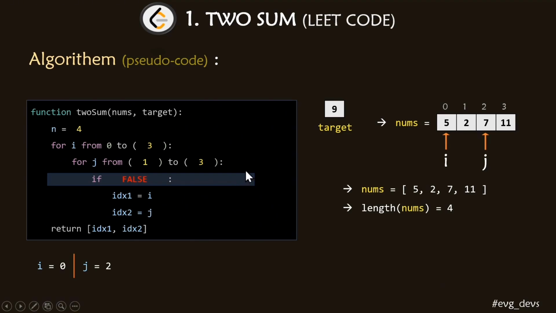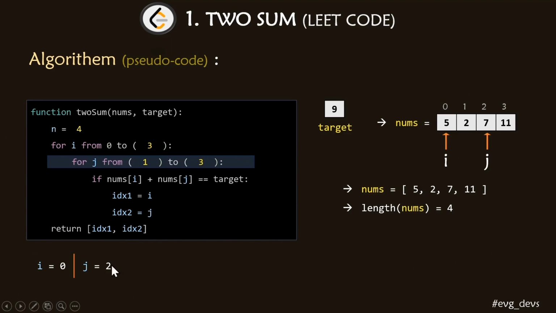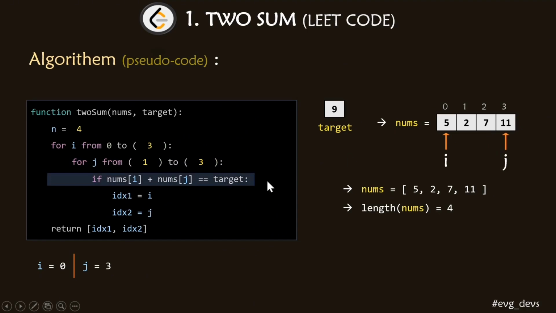So the compiler goes back to the for loop. Here j is updated to 3, and here it moves to the next position. Now nums of i value is 5 and nums of j value is 11. 5 plus 11, that is 16, not equals 9. So the condition is false. It has to go back to the for loop. Here in the second for loop, j has reached 3. So here the for loop is ended. So the compiler will go to the first for loop.